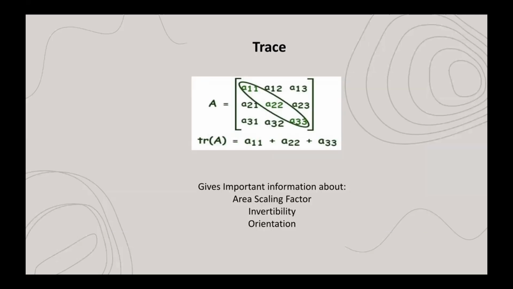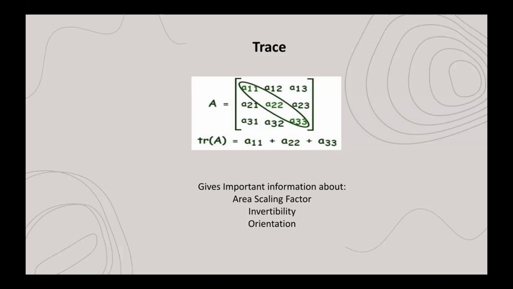Another important property of matrix is the trace. It is defined as the sum of all the diagonal elements in the square matrix. To calculate it, you simply add up all the elements on the main diagonal from top left to bottom right. It is only defined for square matrices, where the number of rows equals the number of columns.